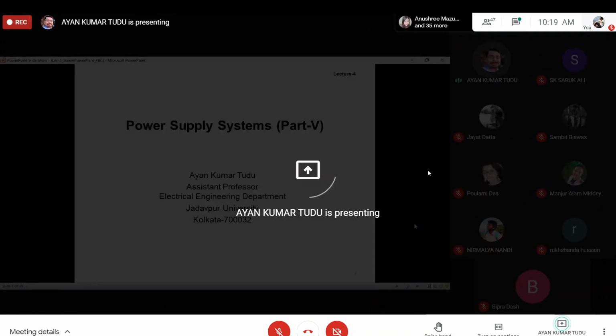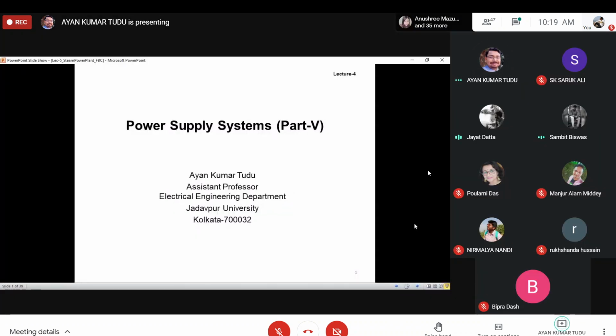The slide is visible. Power supply systems part 5. Yes, sir. Okay, so power supply systems part 5.